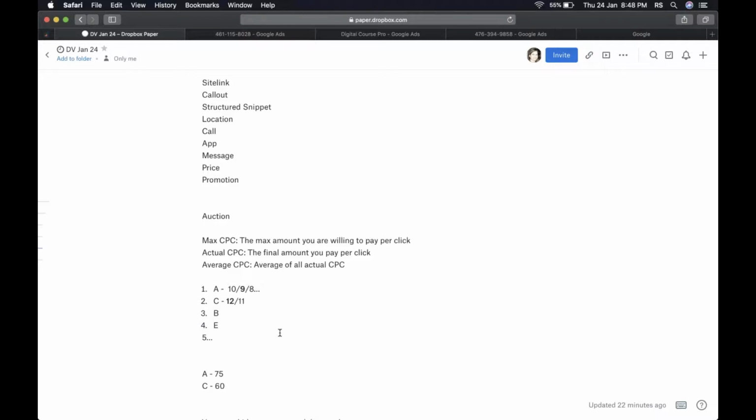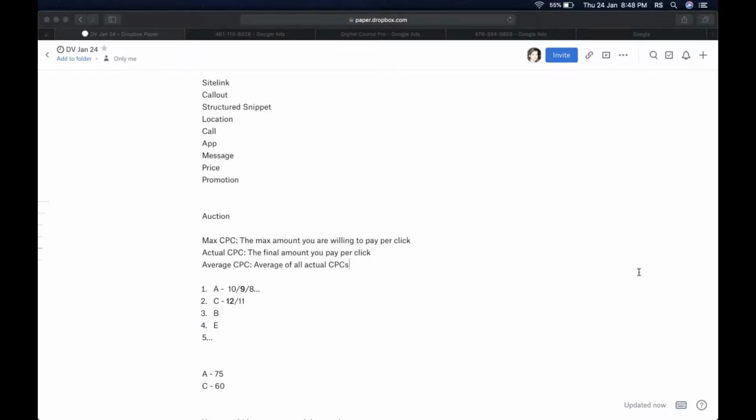That is why they can't tell you what the CPC was in each and every auction. Google will only give you one number: they will average that all out and give you one number every time, and they will tell you that your average CPC came out to be 9 rupees, suppose. Sometimes it was 10, sometimes it was 8, sometimes it was 9. Your average came out to be 9 rupees. They will tell you one number. So that is the average of all actual CPCs. That's all.